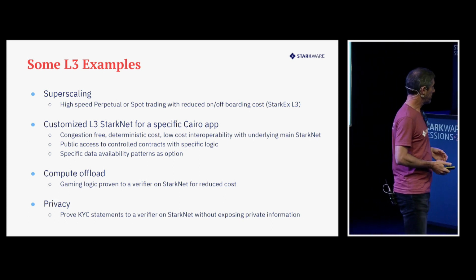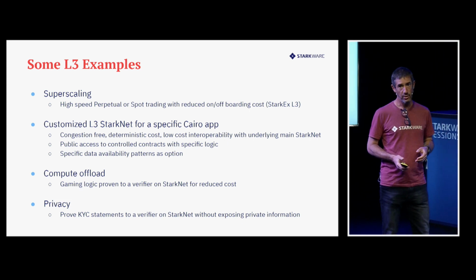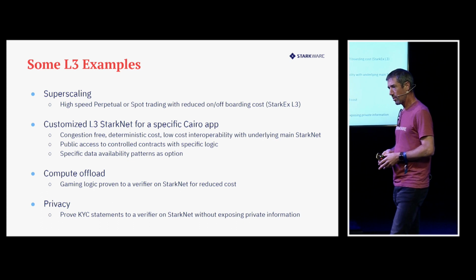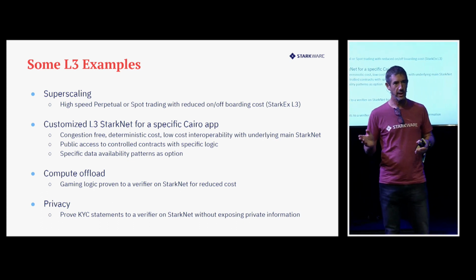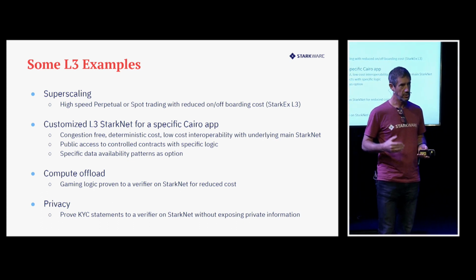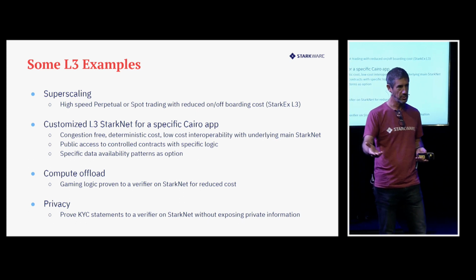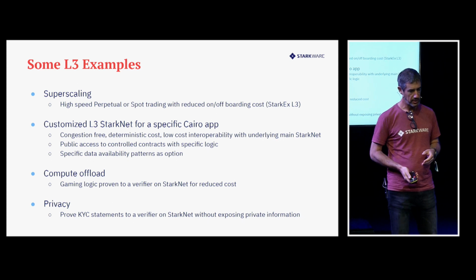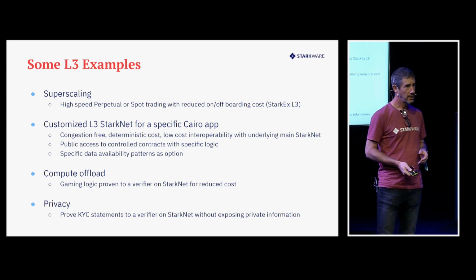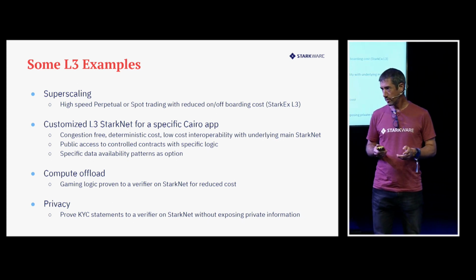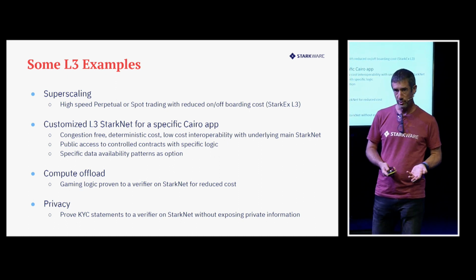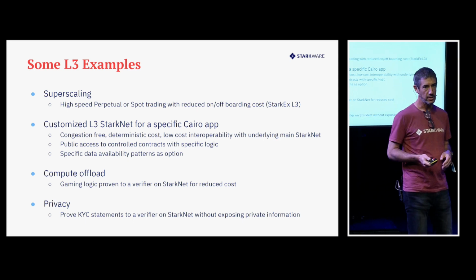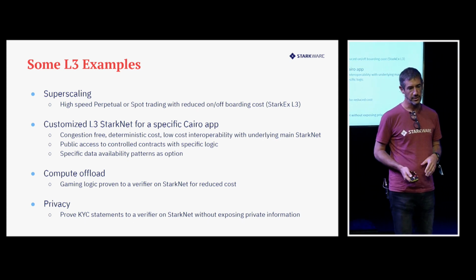Another kind of layer 3 is for compute offload. So it doesn't have to be a network, doesn't have to be a layer. Let's say you have complicated gaming logic and you want to run that outside of your blockchain. You can run it as a layer 3, submit proofs to layer 2. Layer 2 can verify those proofs, and you get offloading. And finally, privacy. In a private environment, you can create your own proof, submit that proof to layer 2, and you get the data that you want to layer 2 from that layer 3 for privacy.